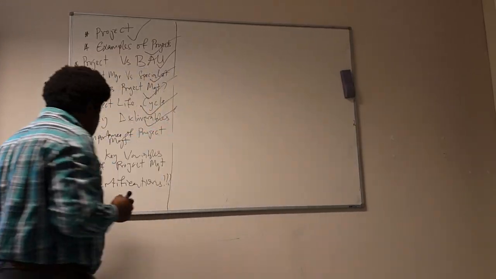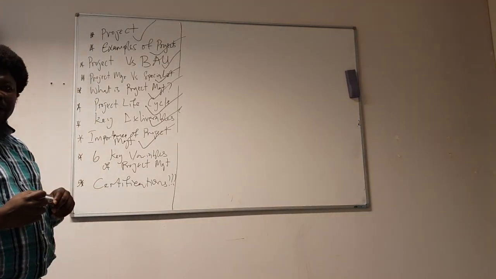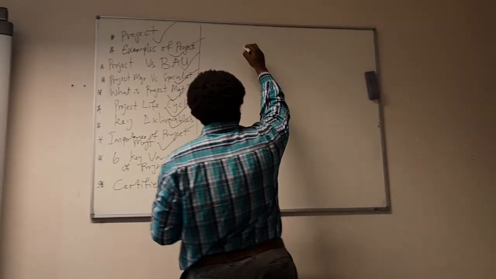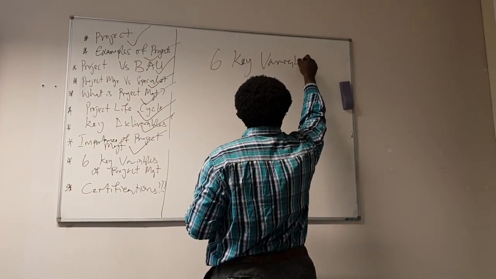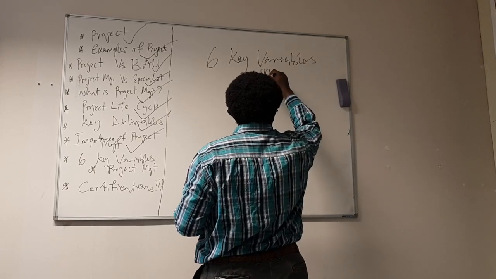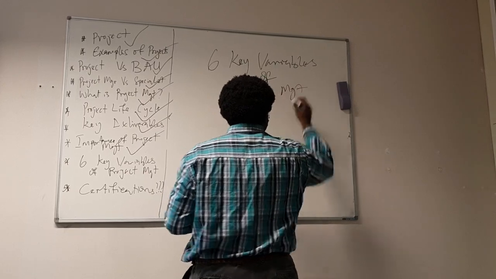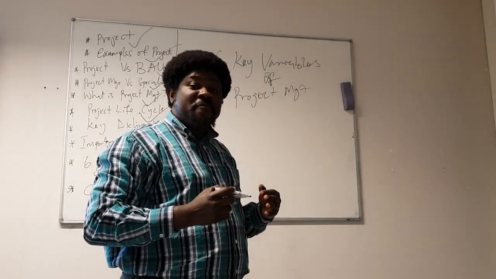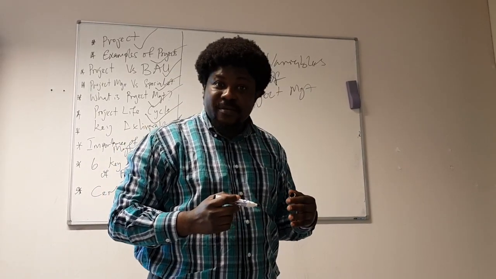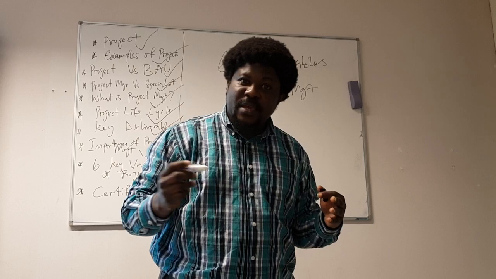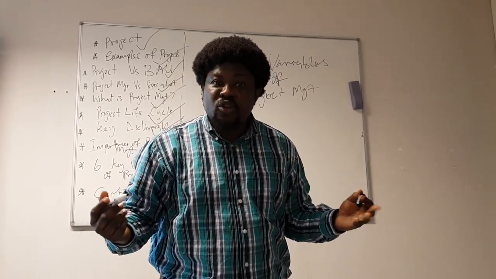So we have taken the importance of project management. Six key variables of project management. Six key variables. Very interesting. What are they? You know how I remember them? When I studied, I said RSTCBQ. As students, you cannot remember everything. Sometimes you have to make an acronym to remember some things.